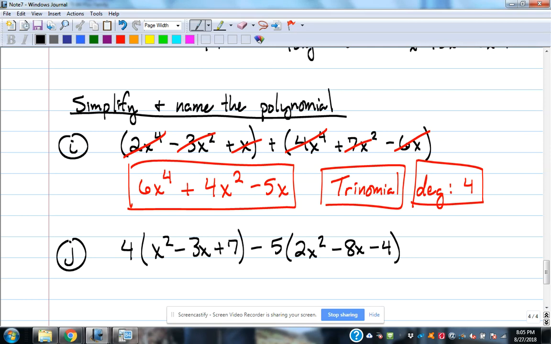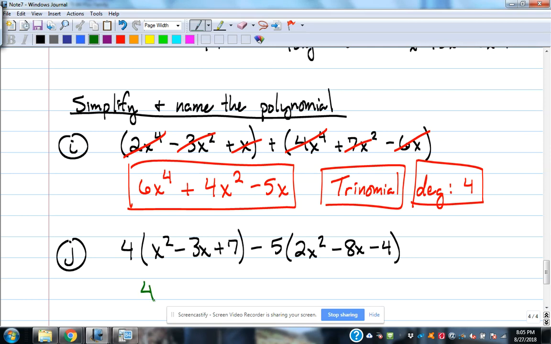What's next? Are there any exponents that can be evaluated? Now that's got an X on it. We don't know what X is. So nothing to do there. Same thing here. We don't know what X is, so nothing to evaluate there. After exponents is multiplication. Okay, is there any multiplication happening here? Yeah, there's this 4 in the front that's multiplying to this stuff, and then there's this minus 5 in the front of this one that's multiplying to that stuff. So we're going to distribute 4 to this parentheses and negative 5 to that parentheses. Okay?